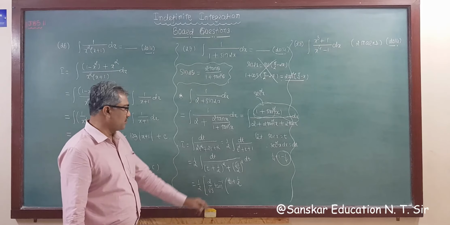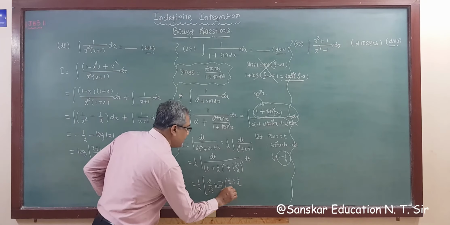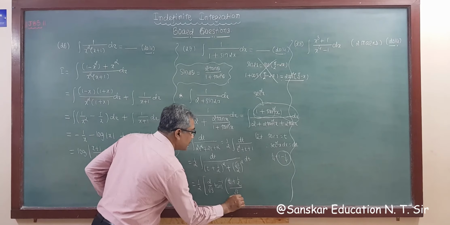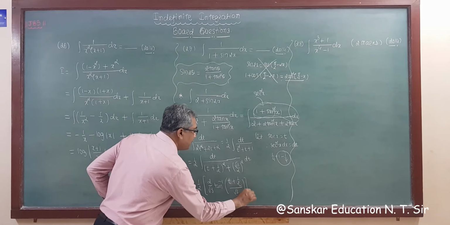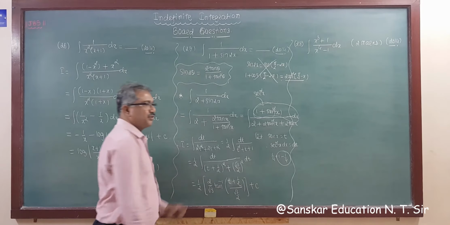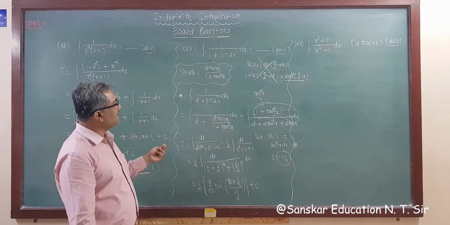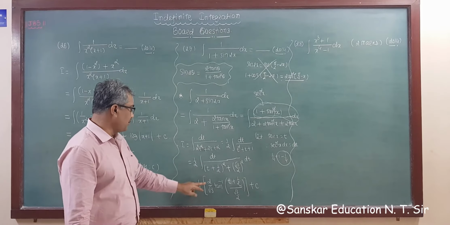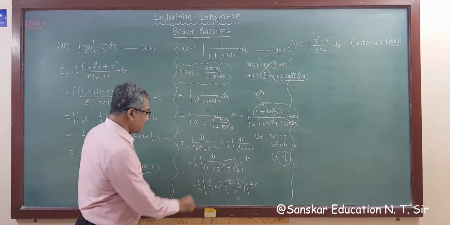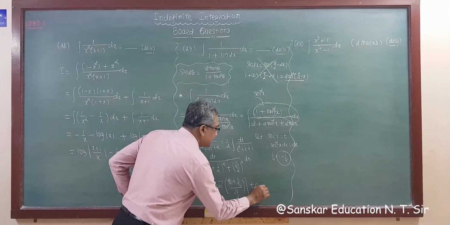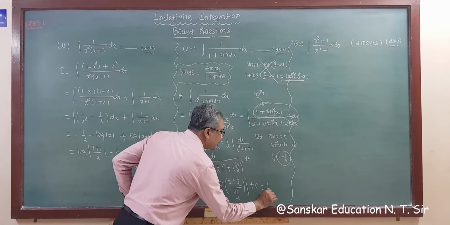T plus 1 upon 2, upon a is root 3 by 2. So upon root 3 by 2 and plus c. So substituting the value of t, what is it? t is tan x. So 2 will be cut. So the answer is 1 upon root 3.